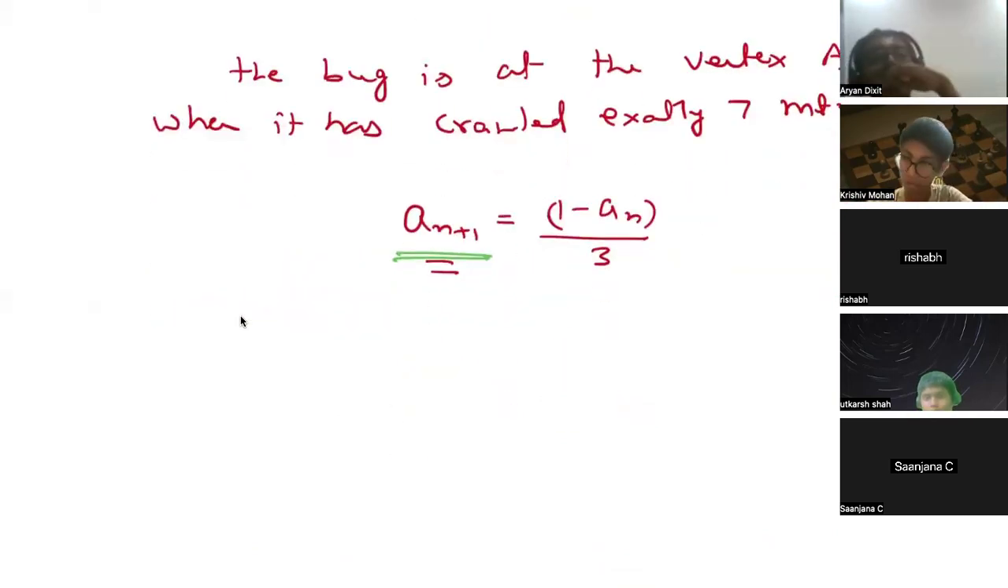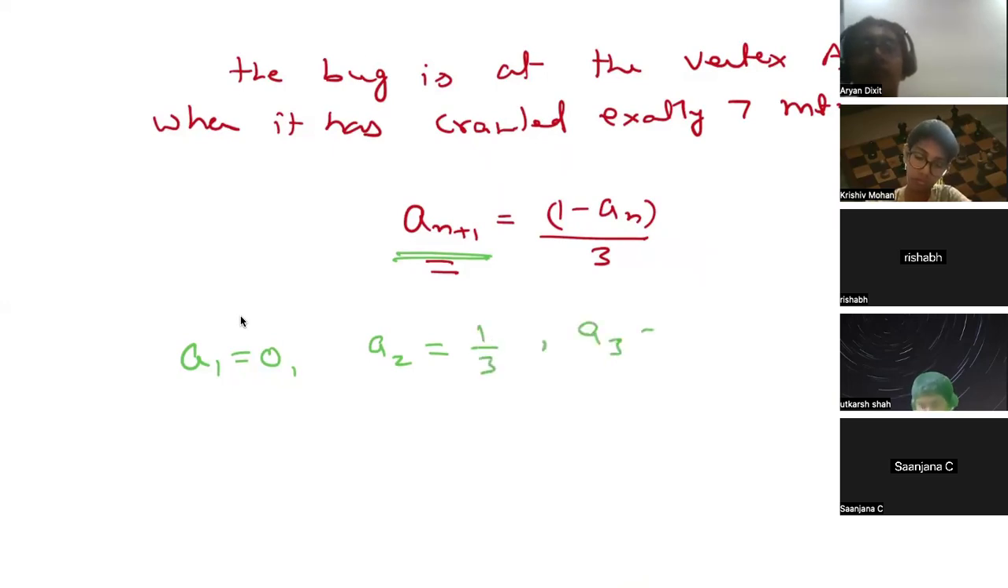Now we have to find the values, right? A1, after 1 meter, it has to be at A. Not possible. What is A2, right? From this I can find A2, that's 1 by 3 only. A3, again, we know that A3 is 1 by 3 times (1 minus 1 by 3), which is 2 by 9. And so on you can find, right? So I hope Utkarsh and Aryan are getting this.